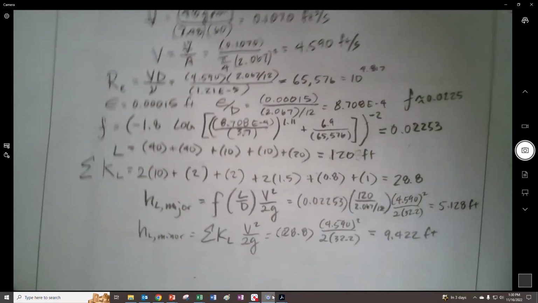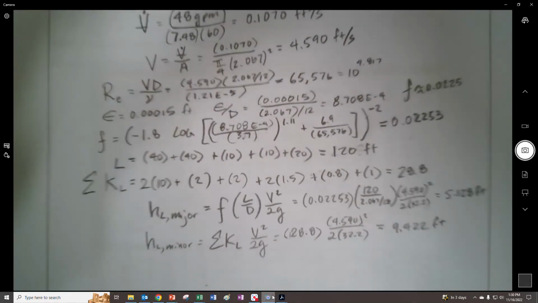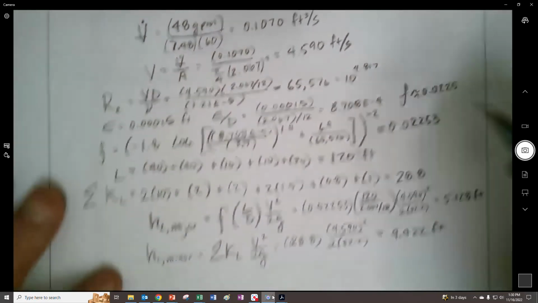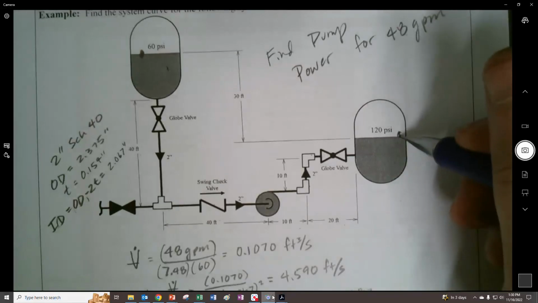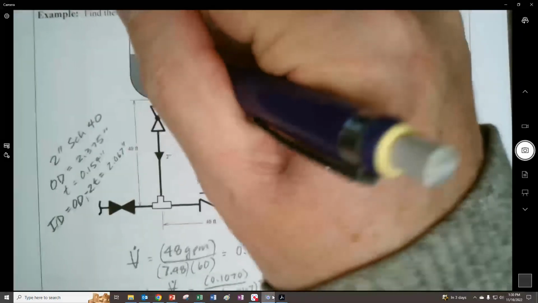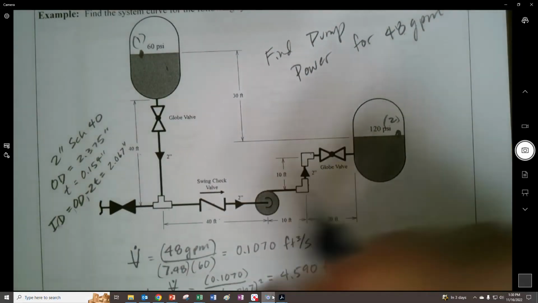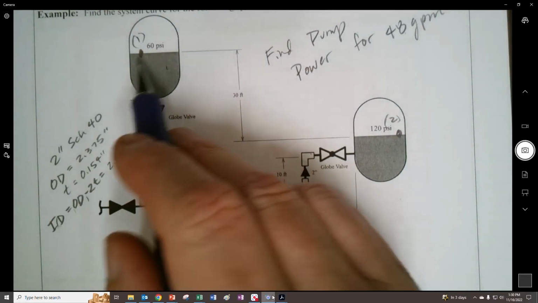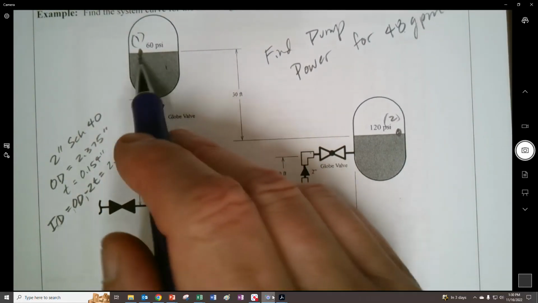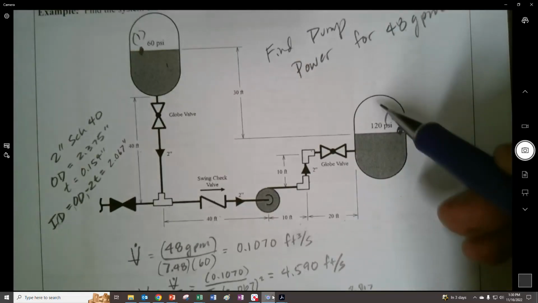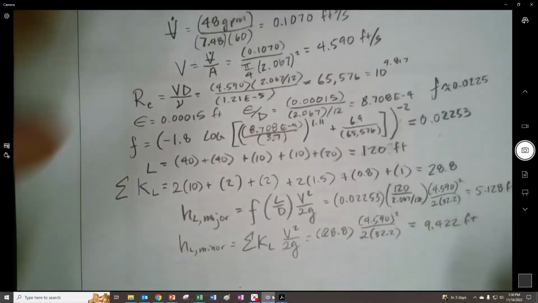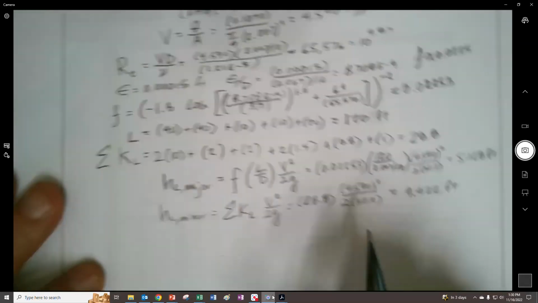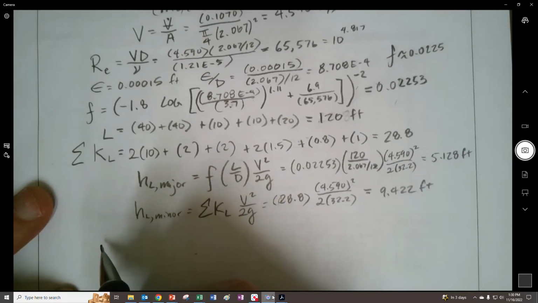And what we should do now with this is use Bernoulli to find out what that pump power needs to be. And we're going to take a spot right here and a spot right here. Let's call that 1, and we'll call this 2, right? And we're going to assume that the tank velocity is negligible, that the surface of the tank isn't changing. So when we go to place that in here, we can just treat those as 0.